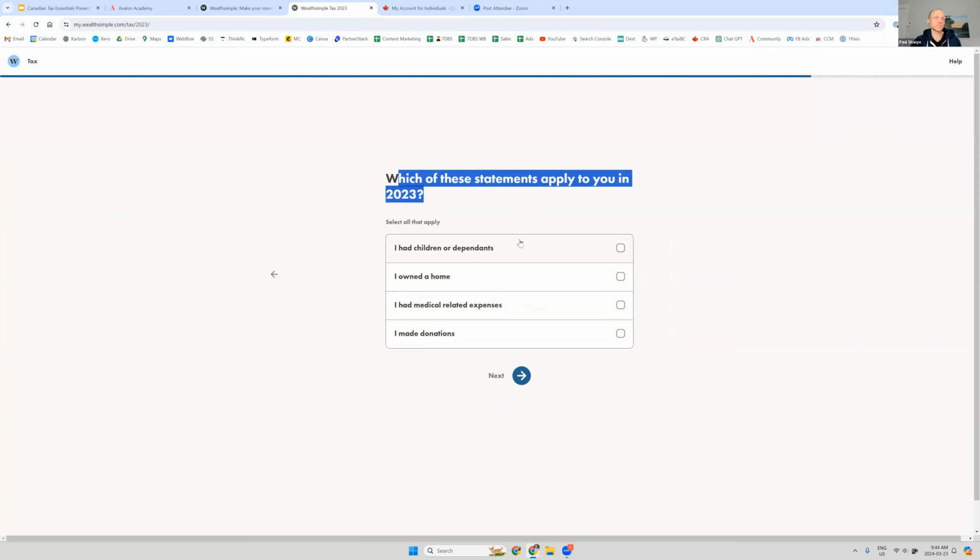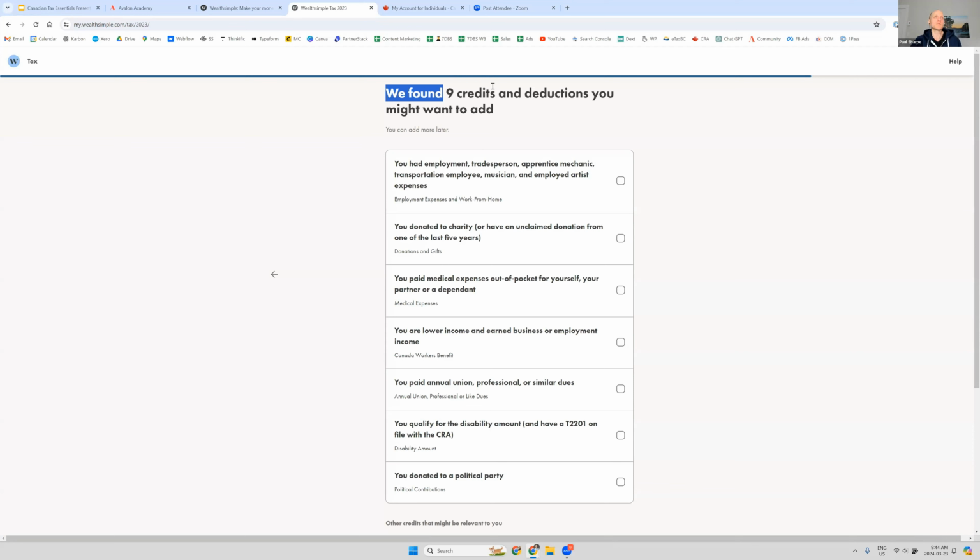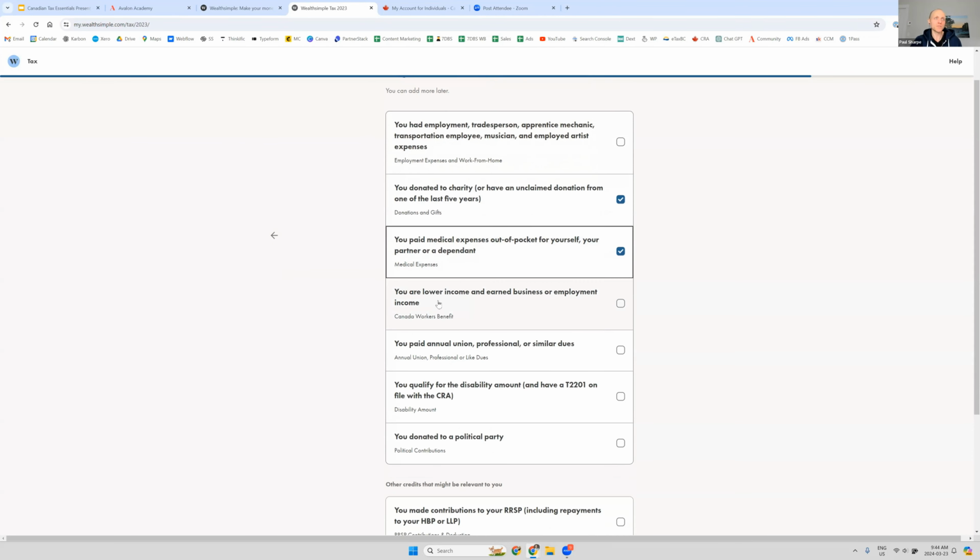More questions. Do you have children or dependents? Did you own a home? Did you have medical expenses? Did you make donations? This is going to help you claim those deductions and credits. And then it's going to say, hey, based on what you said, we found 9 things you might want to add. So yes, employment expenses could be one. You donated to a charity. You had medical expenses.